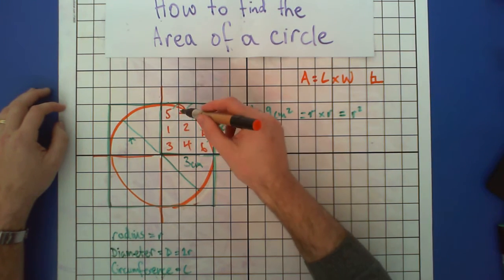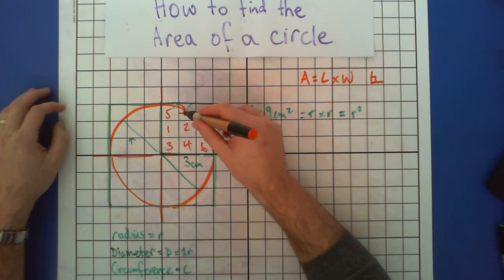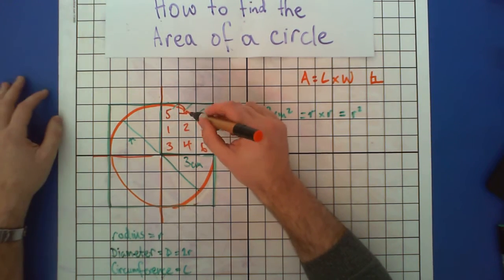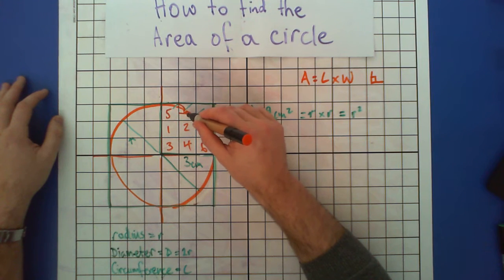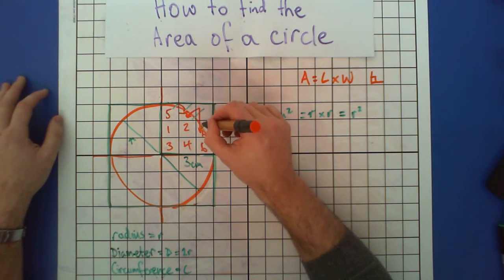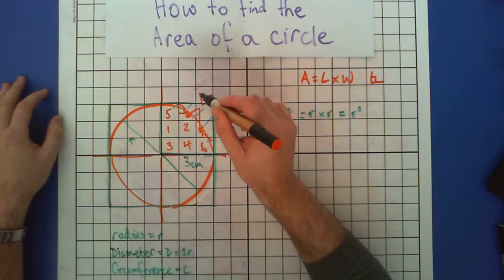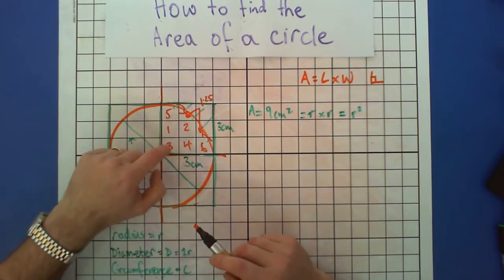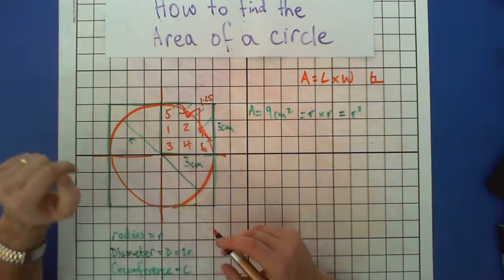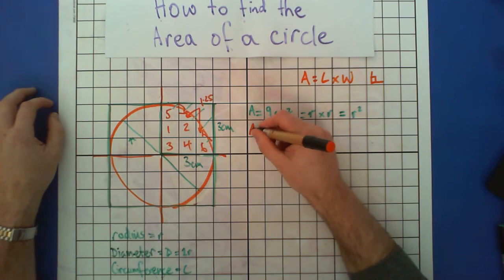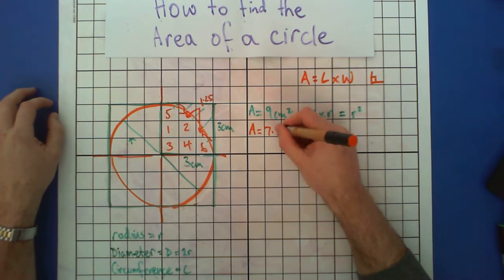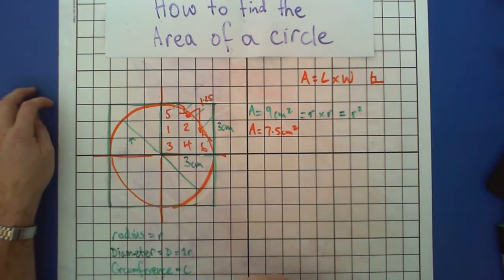And I reckon I've got a bit more than half left over. So I'm going to say overall that this square adds about another 1 1/4 squares. So these two together are going to give me another 1.25 squares. So overall I have 1, 2, 3, 4, 5, 6, 7.5. I'm going to say my area there is 7.5 centimetres squared.